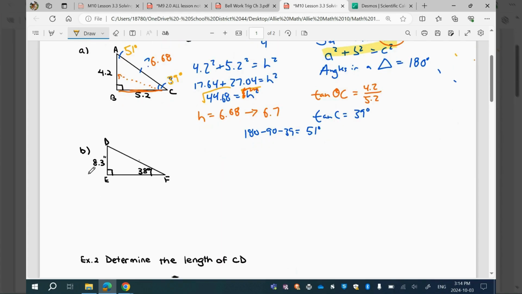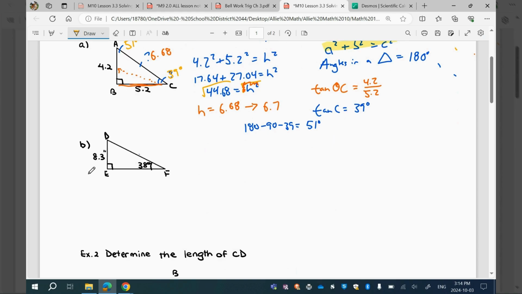Let's do the next one. Looks like we have an angle and one side length, so we need to find two side lengths and an angle. We could start with the other angle. So we have 180 minus 90 minus 38, and that's going to equal 52 degrees. So we know that right there is 52 degrees.